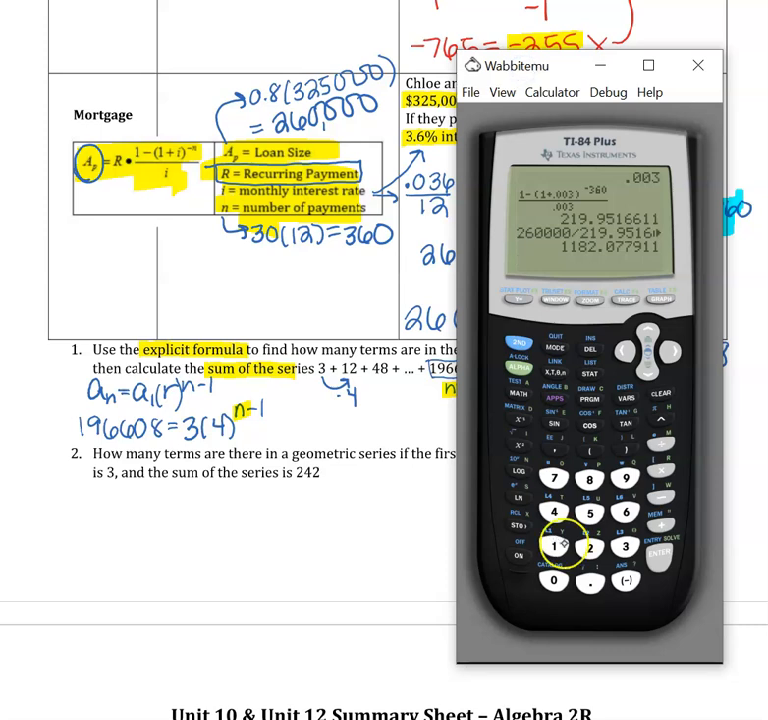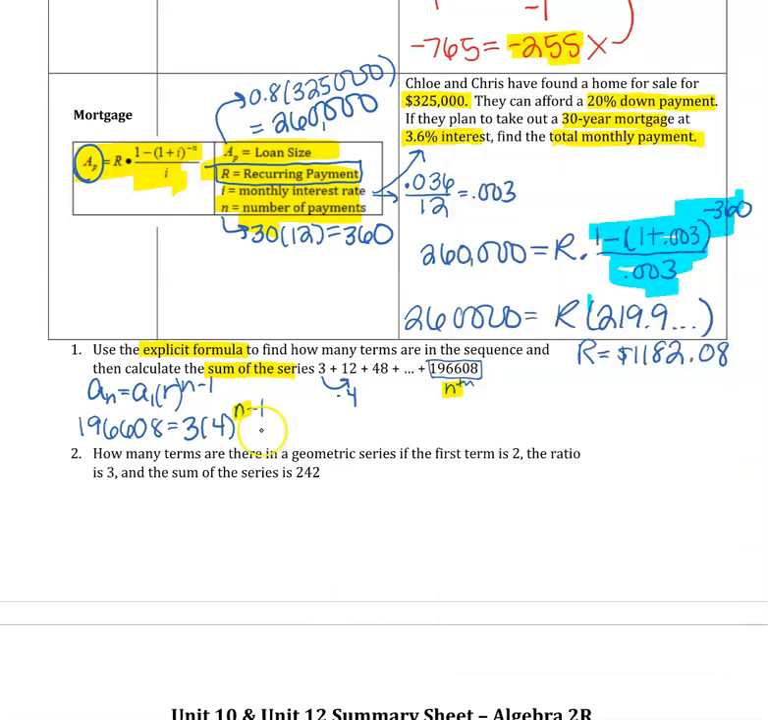So grabbing my calculator, 196608 divided by 3 would be 65536. Now, technically at this point, you know logs for final review. So there's actually a couple ways to do this. You could do log base 4 of the answer equals the power and then solve from there.